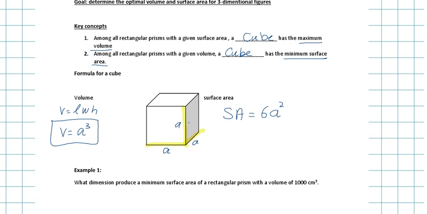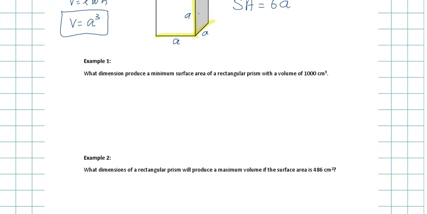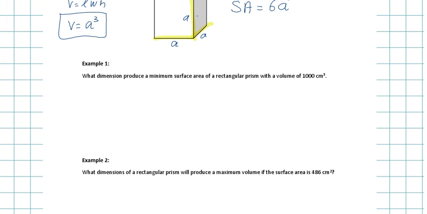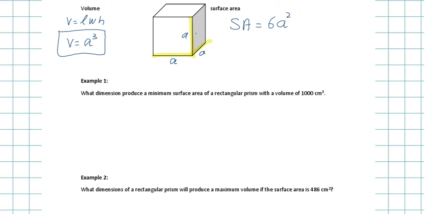So let's look at the first question. What dimensions give the minimum surface area of a rectangular prism with a volume of 1,000 centimeters cubed? Minimum surface area. So what is given to me? The volume. The volume is given. So since the volume is given, I have to start with the volume formula. So the volume equals A cubed. The volume is 1,000.